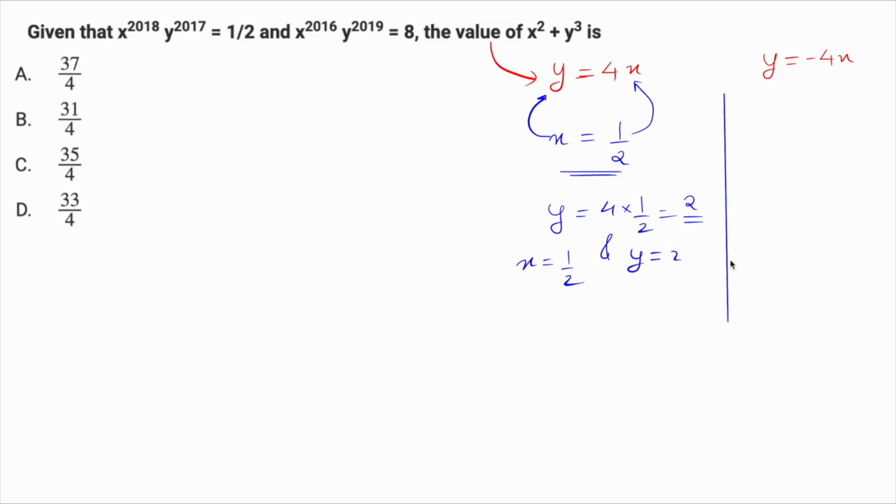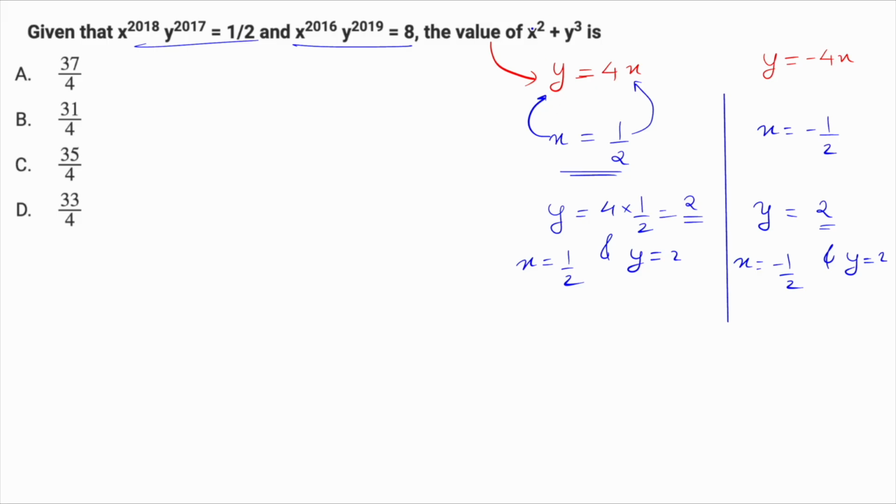Guys, similarly, if I substitute y is equal to minus 4x in this particular equation, I will get x is equal to minus 1 by 2, right? Because the minus sign will come forward towards the end also. And in that case, y will again be equal to 2 only, right? So when x is minus 1 by 2, I get the value of y as again 2, right?